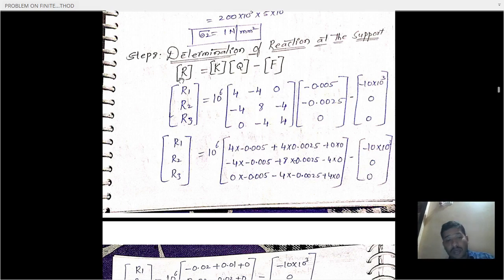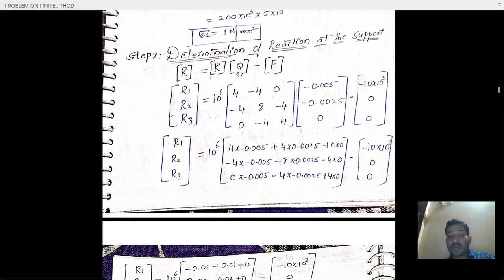So we have to represent here the normal reaction R1, acting at point 1, the normal reaction R2, and the normal reaction R3, acting at point 3. Is it right? This is equal to the global stiffness matrix, which we represent as 10 power of 6 times [4, minus 4, 0; minus 4, 8, minus 4; 0, minus 4, 4].